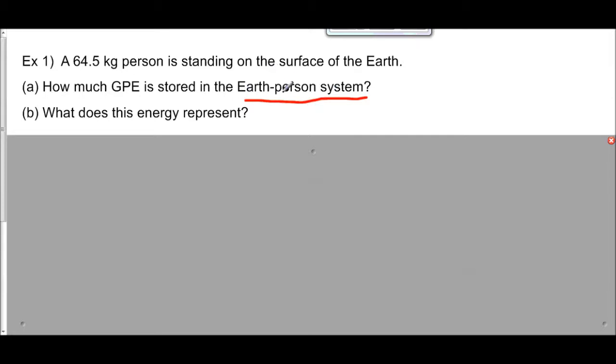So if we wanted to know the gravitational potential energy stored in this system, I hope again you can see that we're going to have to look at how far apart are the centers of these objects, and we're going to need to know the masses.